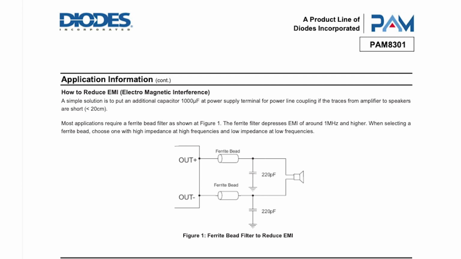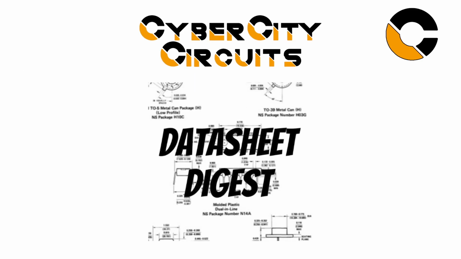Well, that's it for this week's episode of Datasheet Digest. Tune in next time when we cover the Maxim Integrated DS1307 I2C real-time clock. I've already started looking into it, and it's going to be a wild one, so don't miss it.